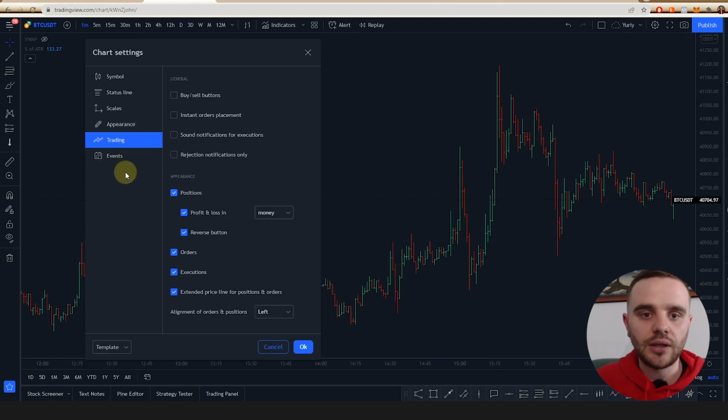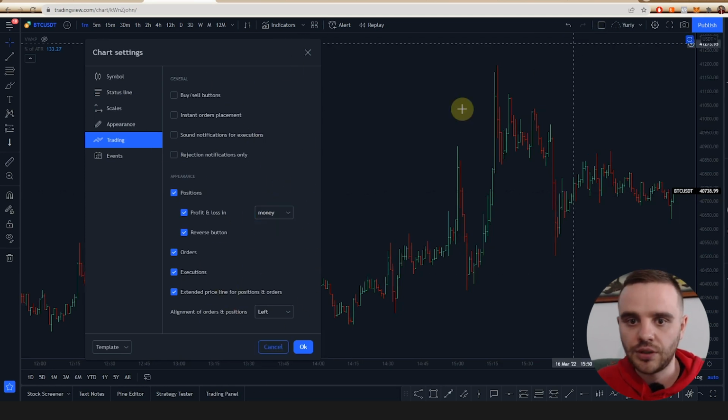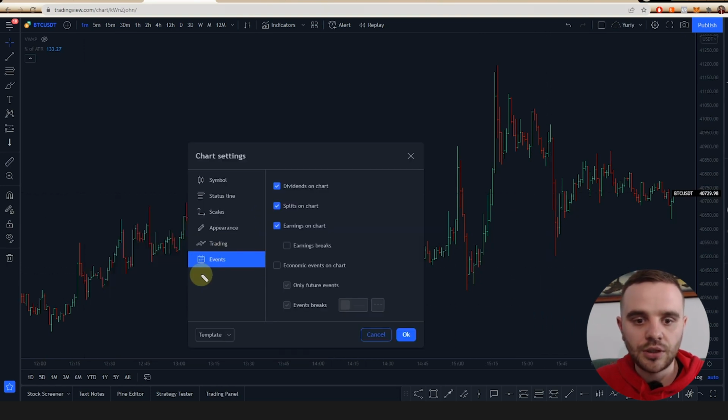Friends, about trading, I do not trade through TradingView because TradingView cannot be connected to the exchanges that I use. That's why we can't cover this one. About events, in most cases, it is for those who trade stocks. Have a look.